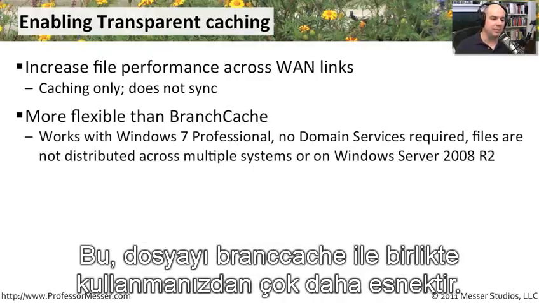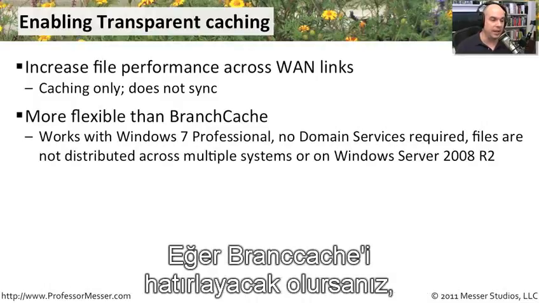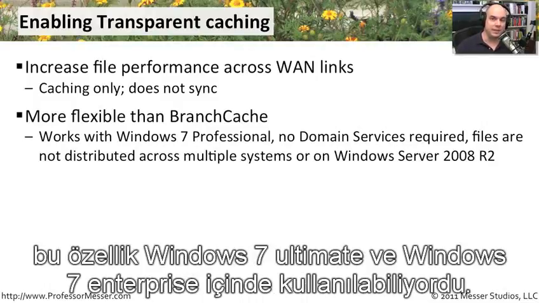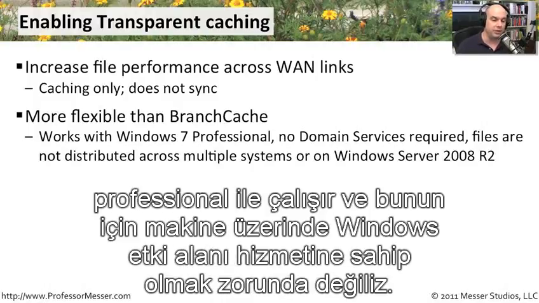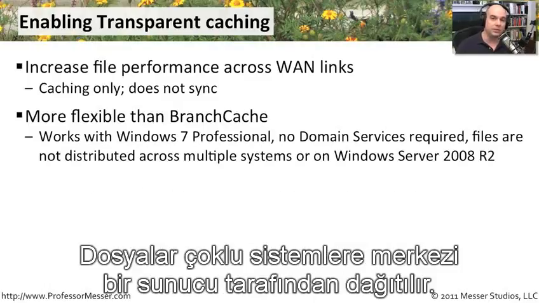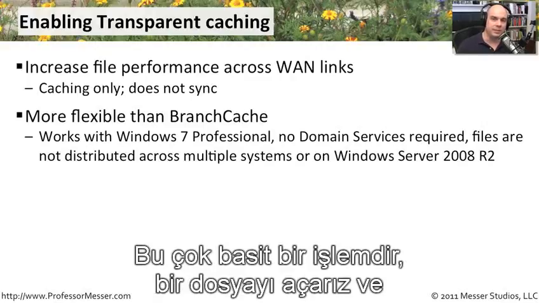This is a lot more flexible than what we were using with branch cache. If you recall, with branch cache, we were dealing with Windows 7 Ultimate and Windows 7 Enterprise. This transparent caching is something that works with Windows 7 Professional. We don't have to have domain services on the machine. The files aren't distributed across multiple systems or on a centralized server. This is a very simple process.